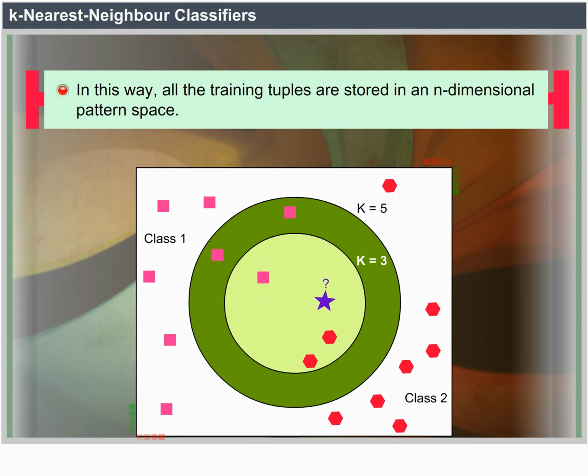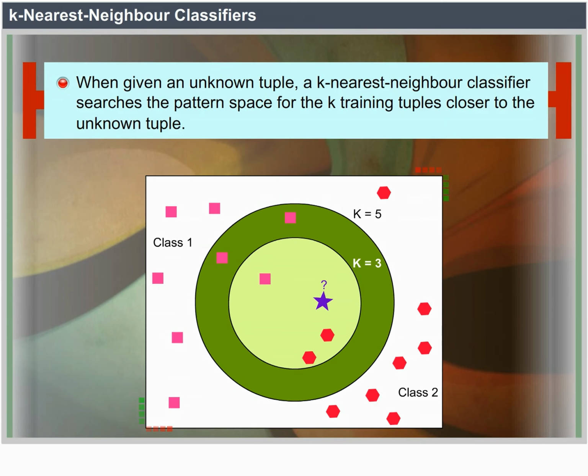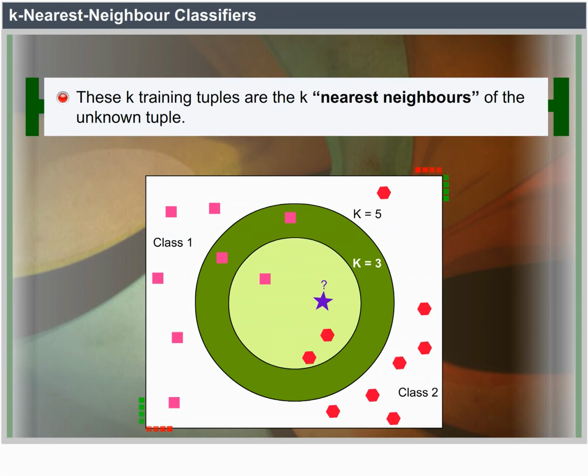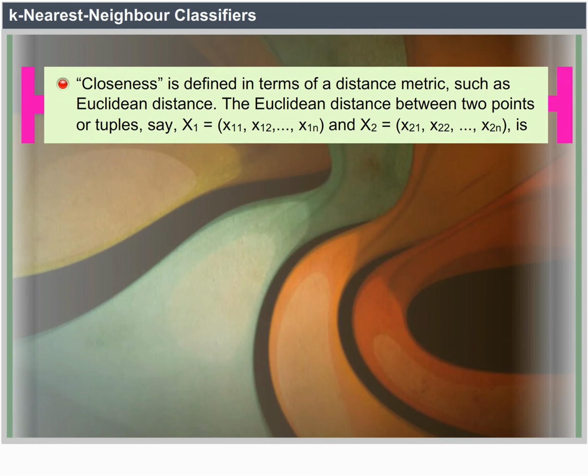When given an unknown tuple, a k nearest neighbor classifier searches the pattern space for the k training tuples that are closest to the unknown tuple. These k training tuples are the k nearest neighbors of the unknown tuple. Closeness is defined in terms of a distance metric such as Euclidean distance.